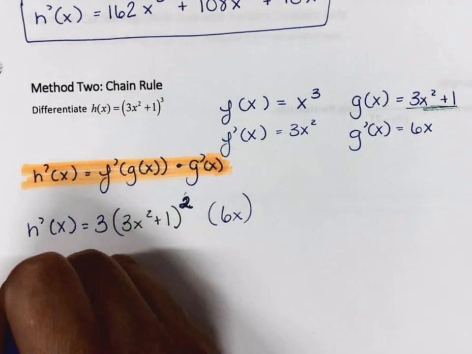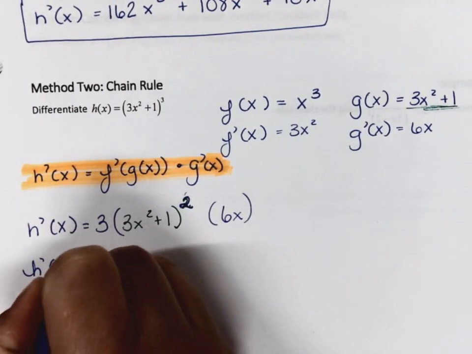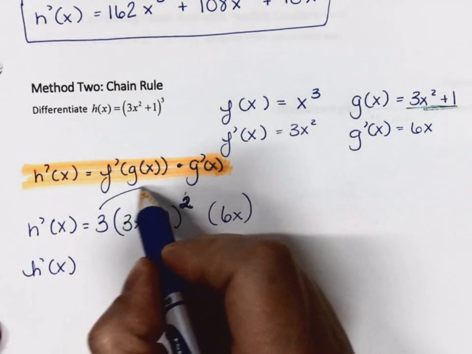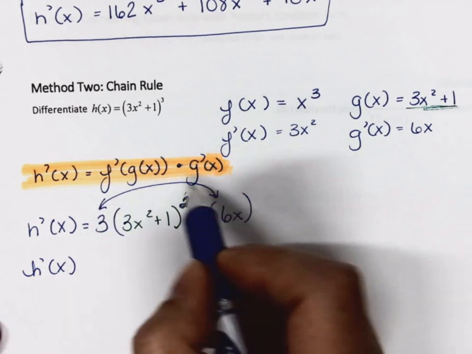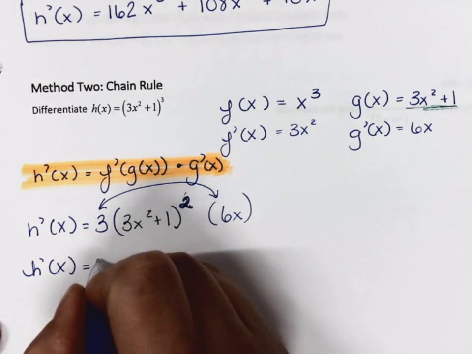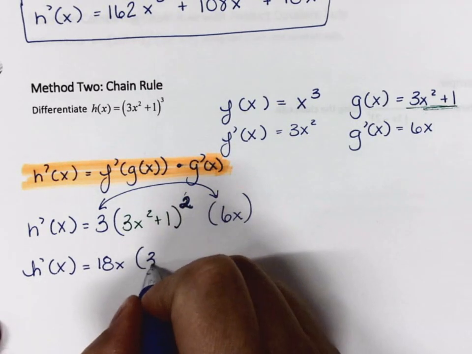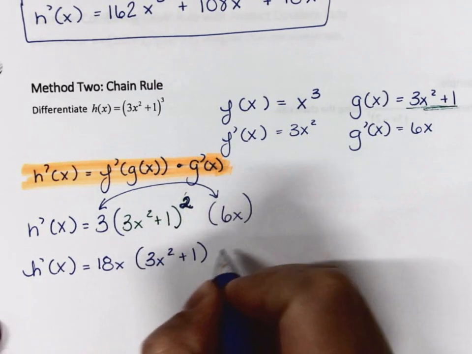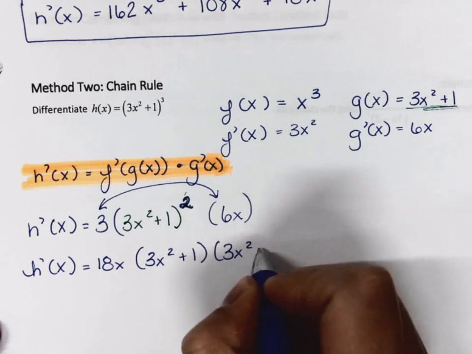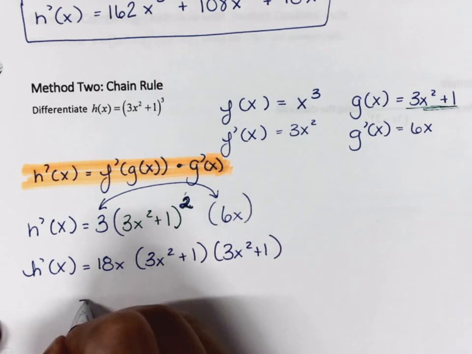Okay, so here we go. We're going to finish it off. And I can multiply these two together. If that makes it easier, I can multiply front to back, and that would be 18x. I'm just going to leave that out front here. And then I'd have 3x squared plus 1 times 3x squared plus 1.